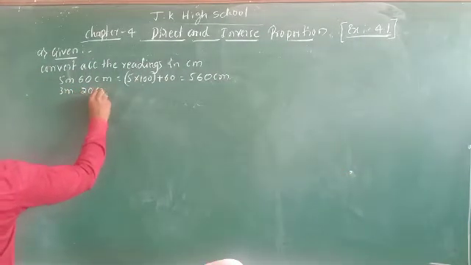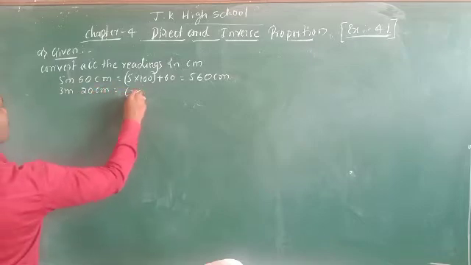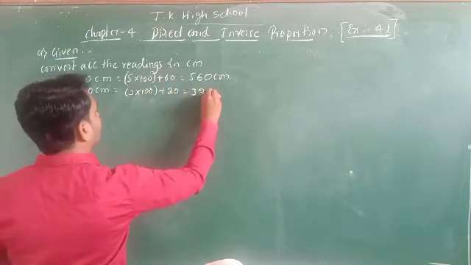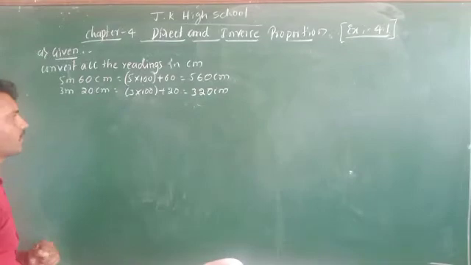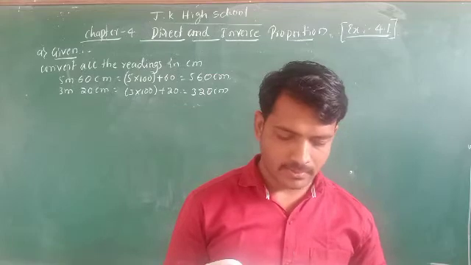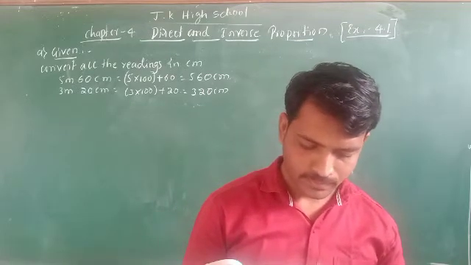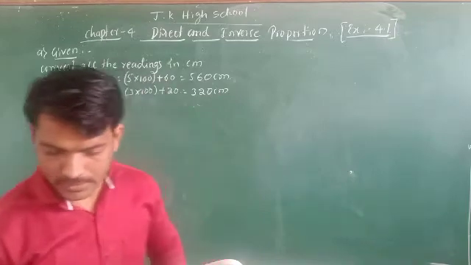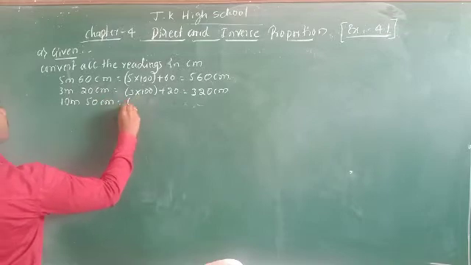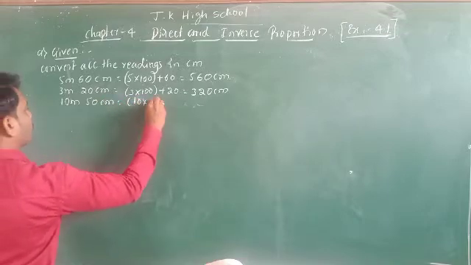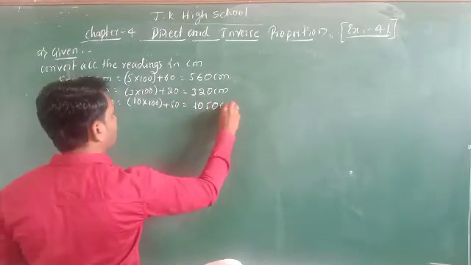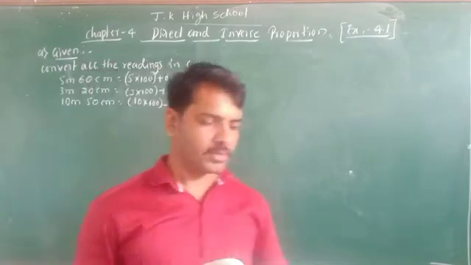3 meter 20 centimeter. 3 into 100 plus 20, it will become 320 centimeter. Next, 10 meter 50 centimeter. How do we present? 10 into 100 plus 50. 10 into 100 means 1050 centimeter. Okay, and one final reading is there.